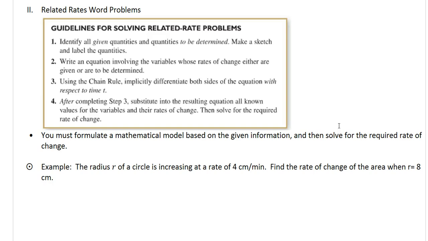So the first thing we want to do is identify all the given quantities and quantities that we have to determine. You might make a sketch if it's appropriate, but you might want to make sure everything's labeled. You're going to write an equation which involves the variables whose rate of change are given or to be determined. Using the chain rule and implicit differentiation, we're going to take the derivative of both sides of the equation with respect to t, and then we can substitute all the known values back and solve for the required value.